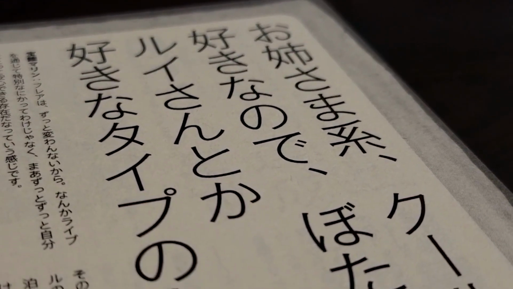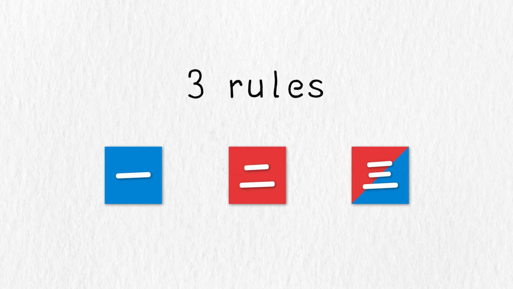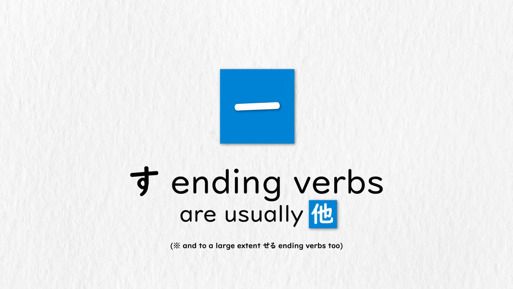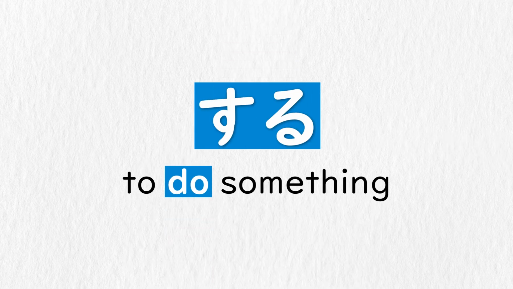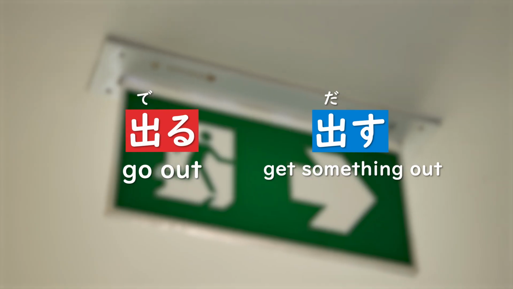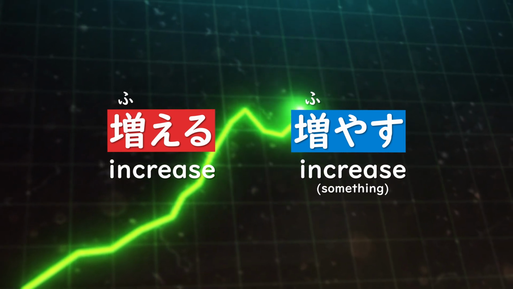Next, let's get a bit more advanced and cover 3 rules that will allow you to tell whether a word is ji or ta. First, if a verb ends on su, it is most likely a tadoushi. We can remember this by thinking of the verb suru, to do something. For example, deru versus dasu, ochiru versus otosu, fueru versus fuyasu.